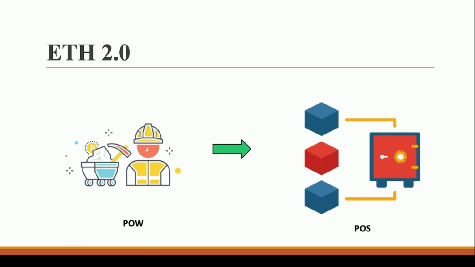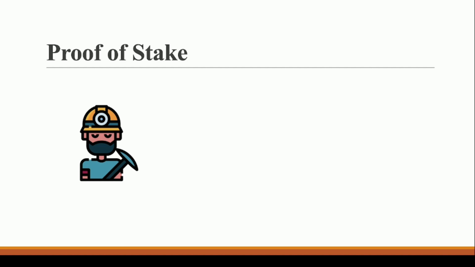Now you must be thinking, why did Ethereum shift from a proof of work blockchain to a proof of stake blockchain? We will discuss that also, don't worry. We will also discuss the difference between proof of work and proof of stake consensus. In proof of work, we were having miners. In proof of stake, we have validators. Definitely you can call them miners, but in proof of stake terminology, you call them validators.